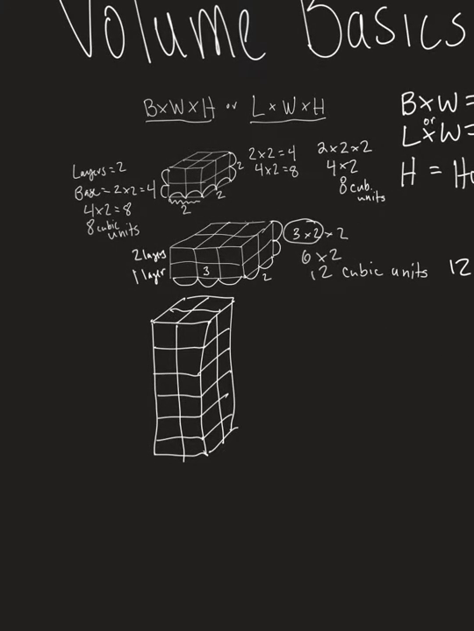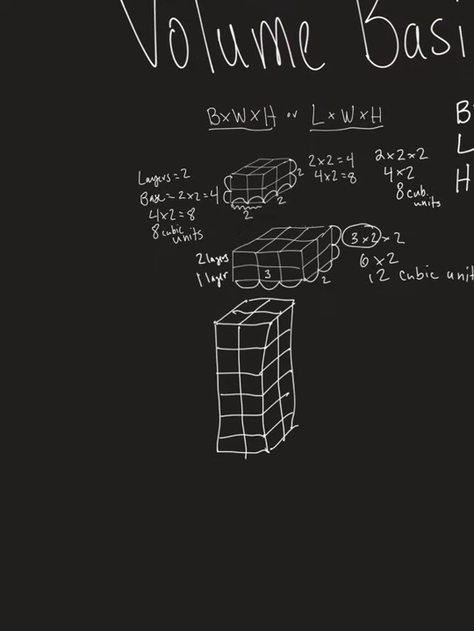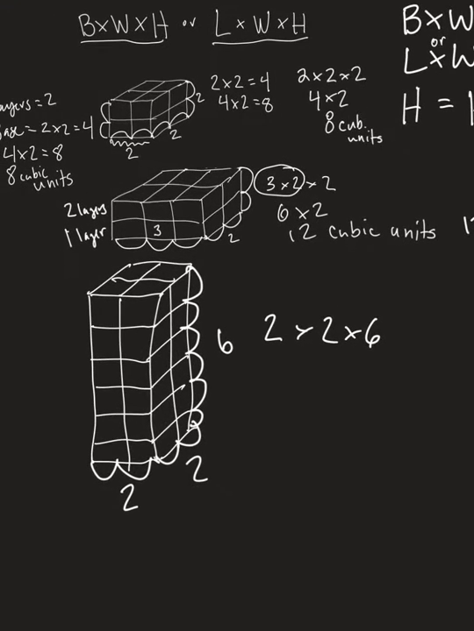And then for my last one, we have 1, 2, 1, 2, and then 1, 2, 3, 4, 5, 6. So I have 2 times 2 times 6. Well, 2 times 2 is 4, and 4 times 6 is 24. So 24 units cubed, or 24 cubic units.